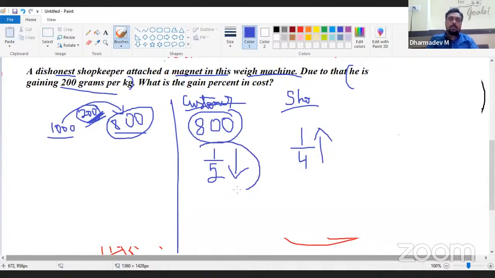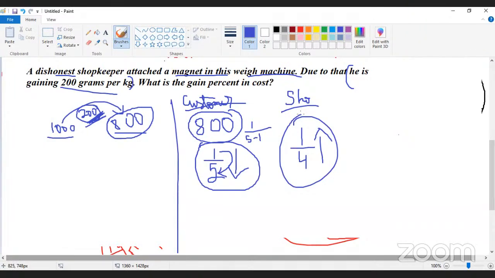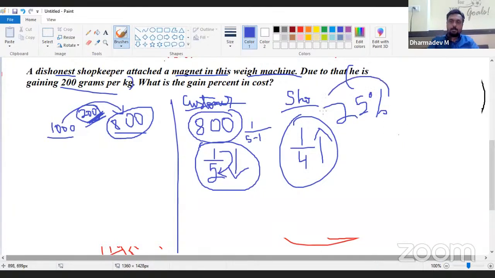Remember, when the first person is under loss, then I have to subtract with the numerator. If the first person is with gain, then I have to add with the numerator. This first person, the customer, is under loss. So I have to subtract with the numerator. So that is 1 by 4. Are you clear with that? Yes, sir. Okay, that's good. So the shopkeeper is gaining 25%.